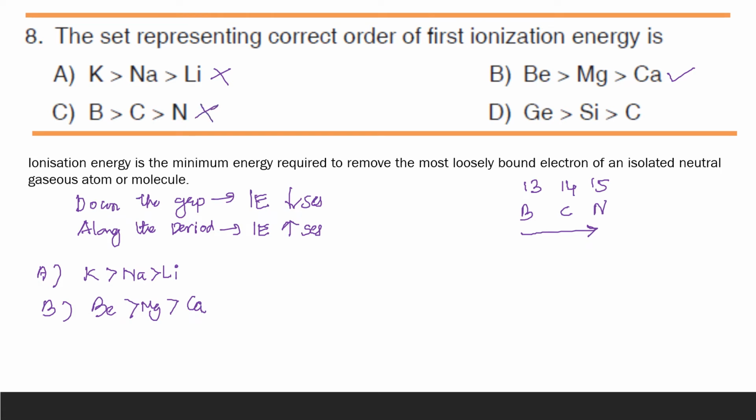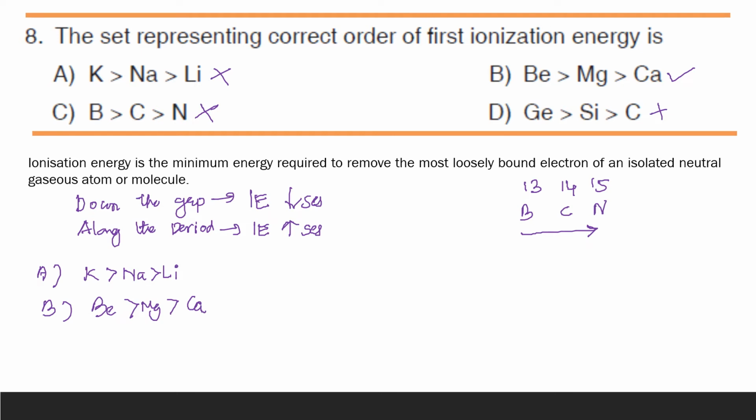Now coming to option D, which is again elements belonging to the same group. This is a group 14 element set, where carbon is the first member, silicon is the second member, and germanium is the third member. So the order should be the reverse one. Carbon will have the highest ionization energy. Therefore, this option is also found to be the wrong one.